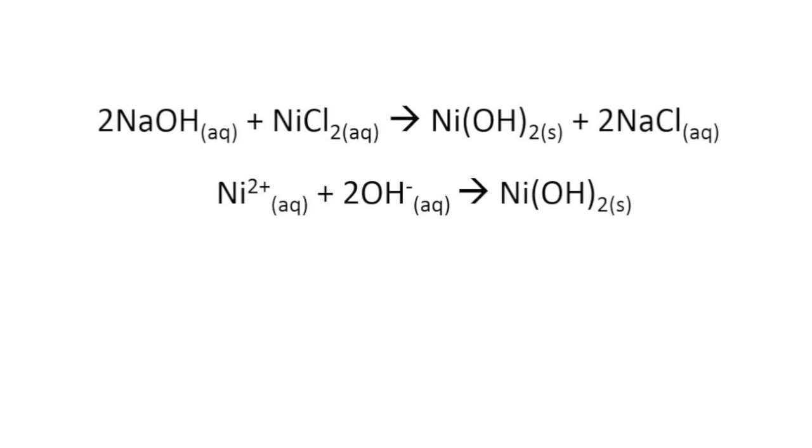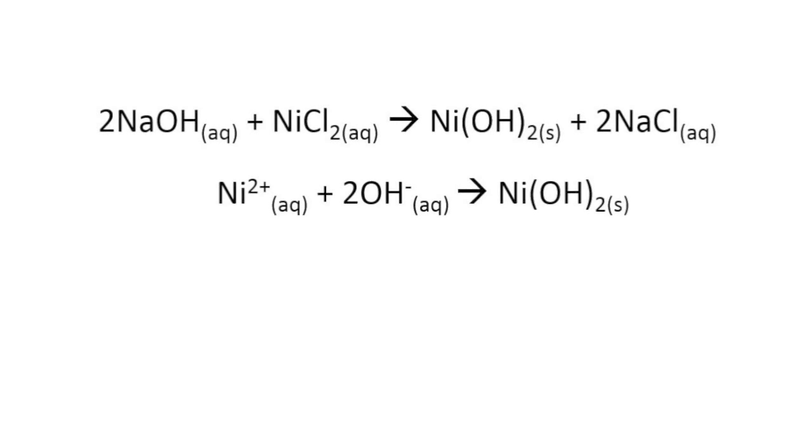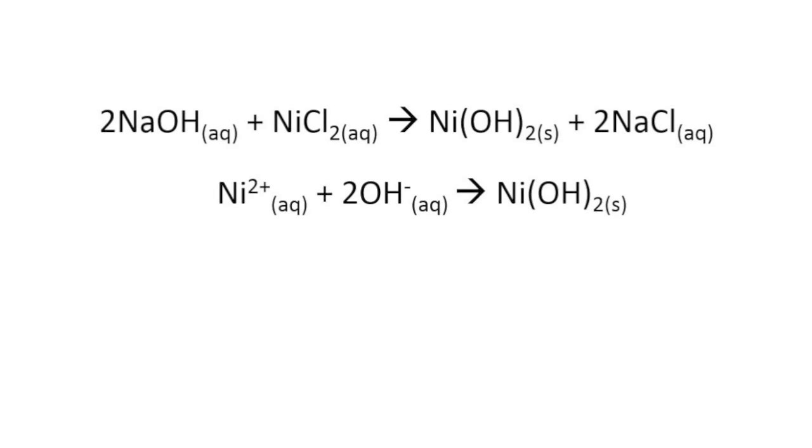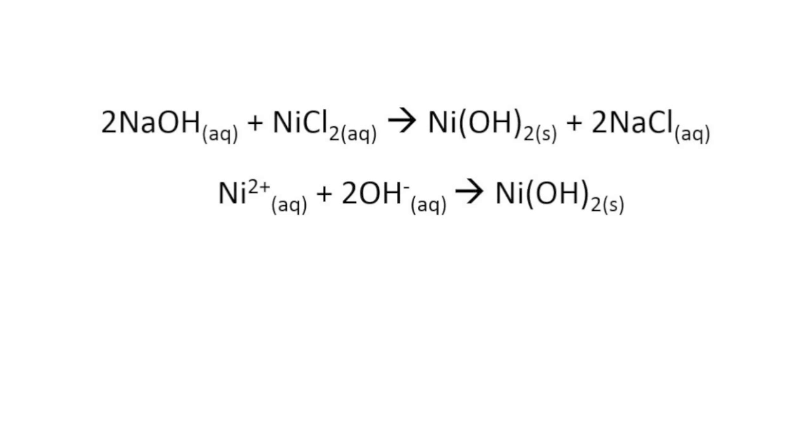If the double displacement reaction occurs as it should, the cations and anions in the sodium hydroxide, Na+ and OH-, will break apart. Additionally, the cations and anions in nickel 2 chloride, Ni2+ and Cl-, will break apart. These cations and anions will rearrange and form nickel hydroxide and sodium chloride.